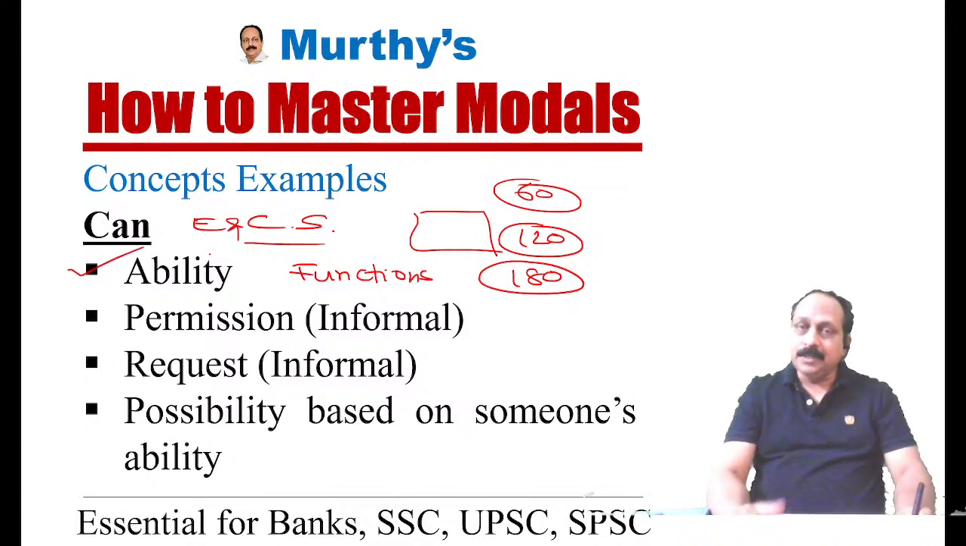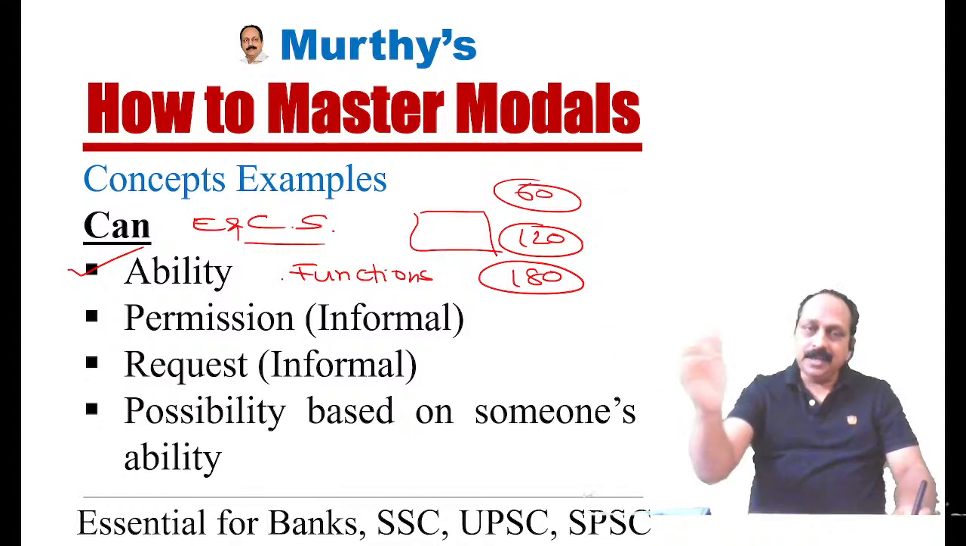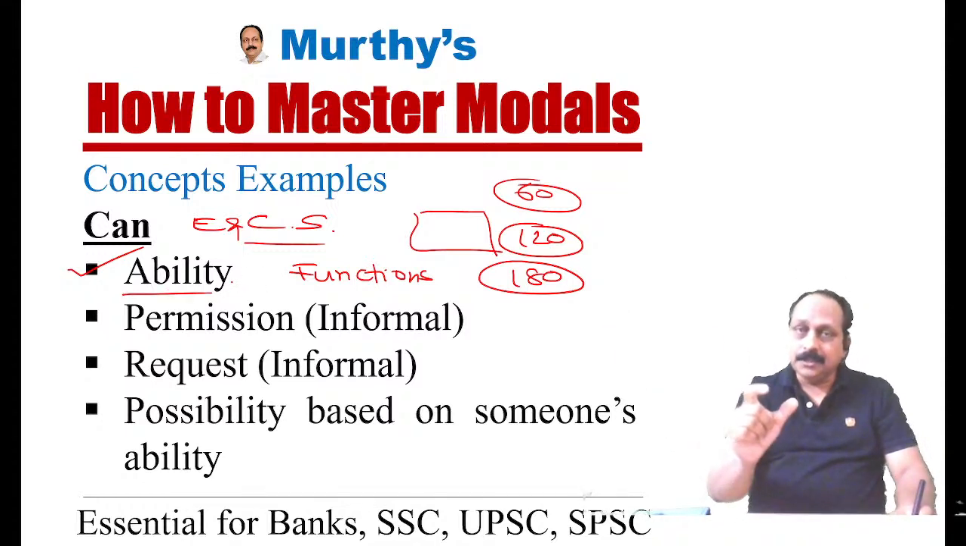It is used to express one's ability. I can teach English grammar. He can play cricket. She can sing. Every sentence talks about someone's ability.